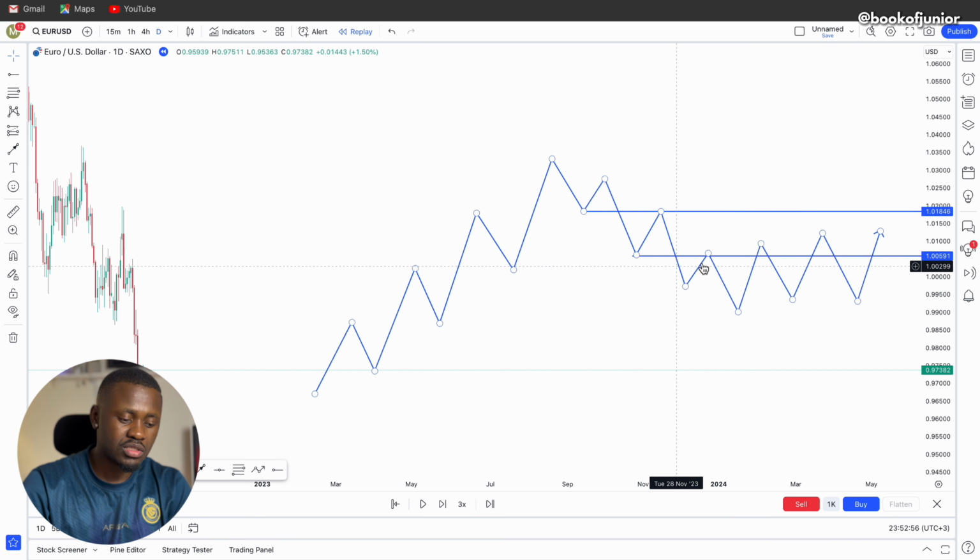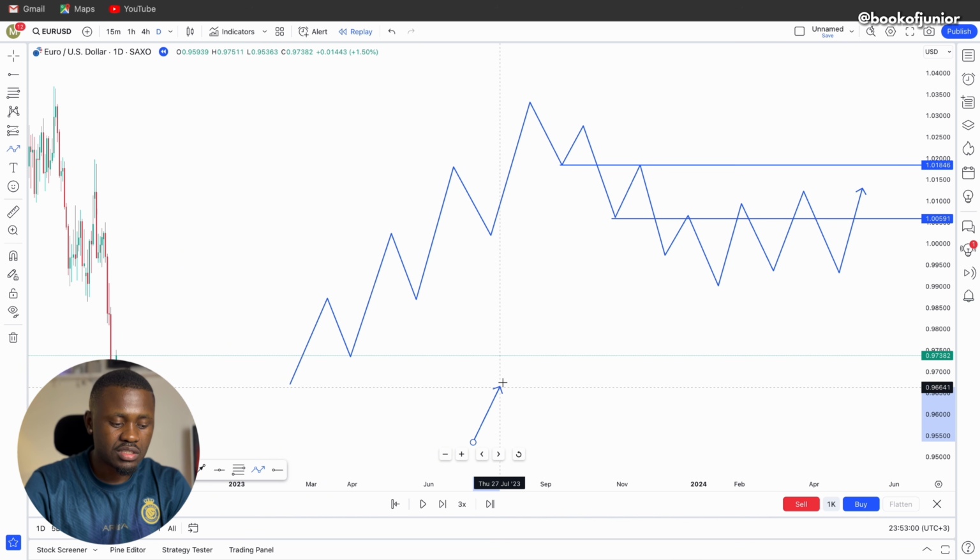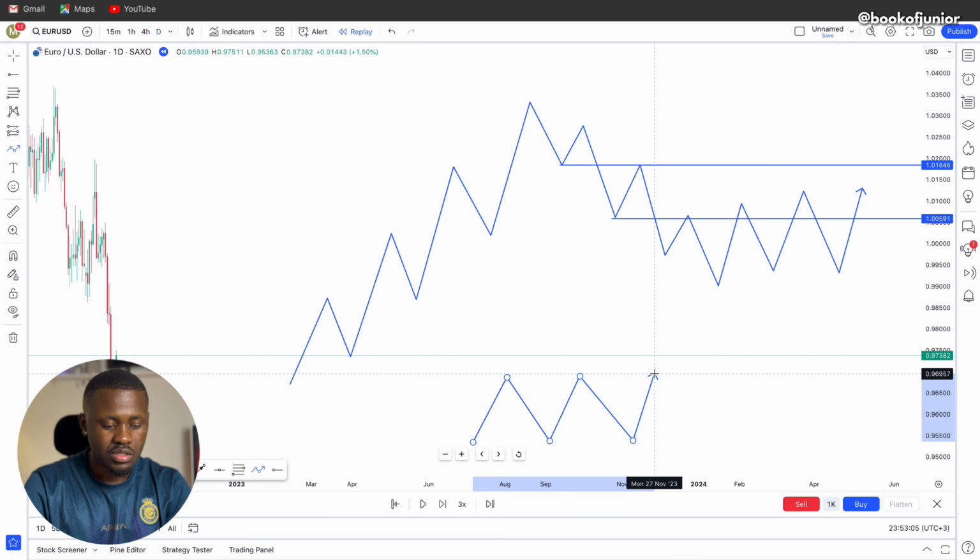Now the last puzzle piece is our ranging market. A ranging market is an easy market. Price is basically ranging in between like this, as you can see, traders. So this is the easiest market.